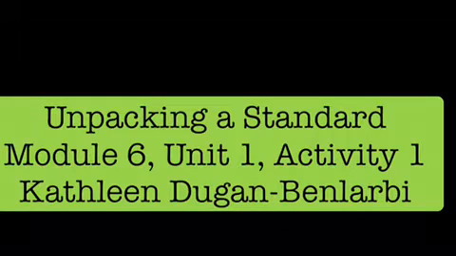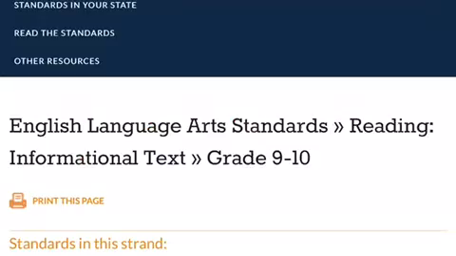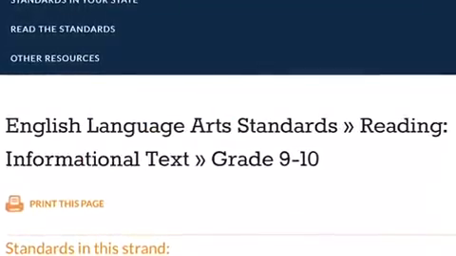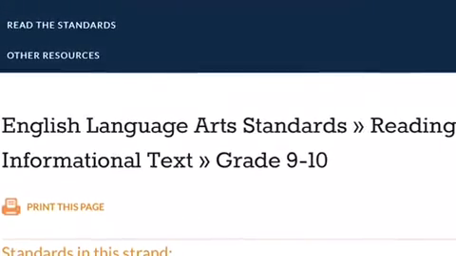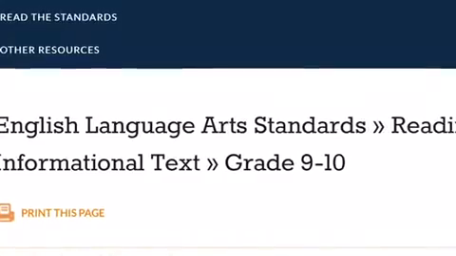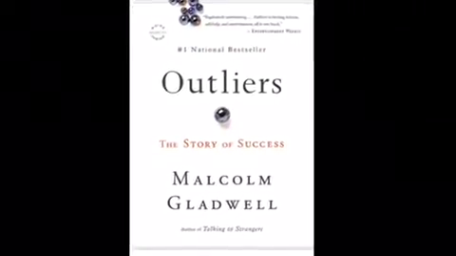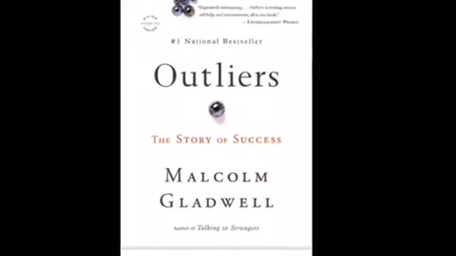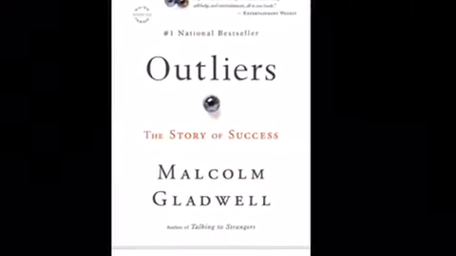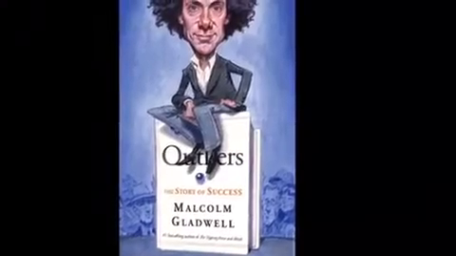The standard that I'm unpacking today is from the Common Core State Standards Initiative. It's the English Language Standard for Reading, Informational Text for grades 9 through 10. I chose this particular standard because right now, in my English 9C class, we're working on the book Outliers by Malcolm Gladwell. It's a non-fiction text that is concerned with the outliers of society.